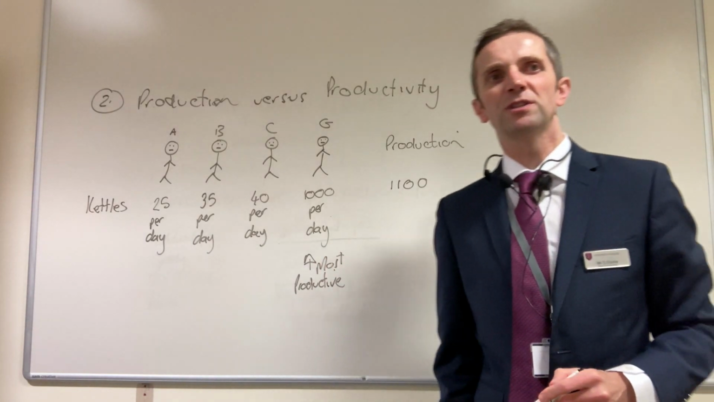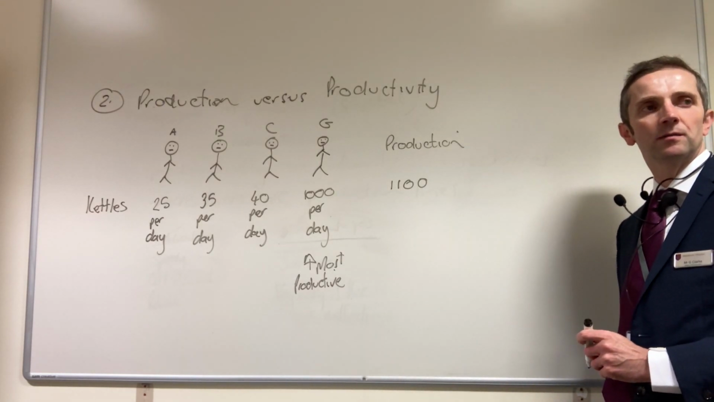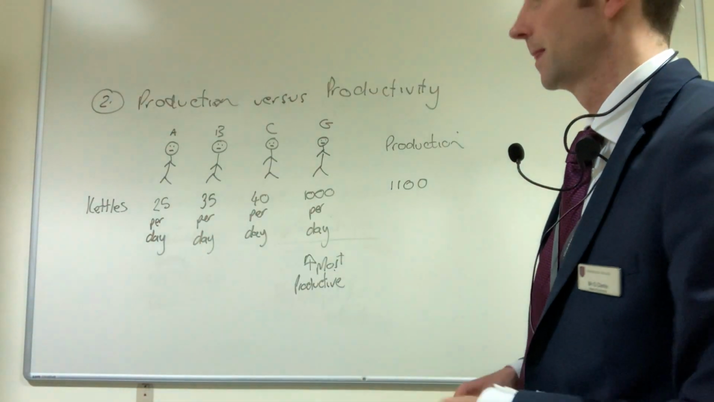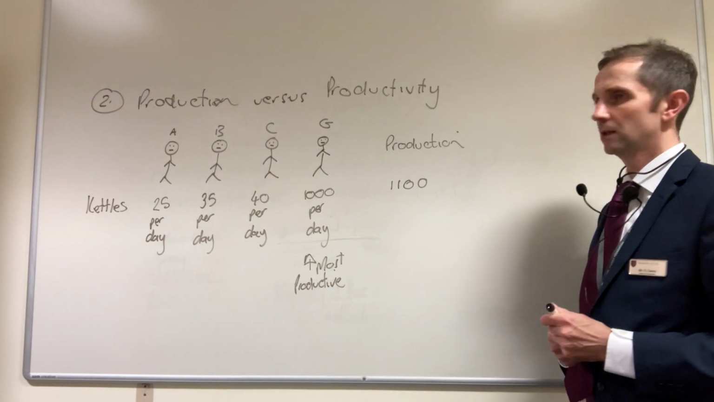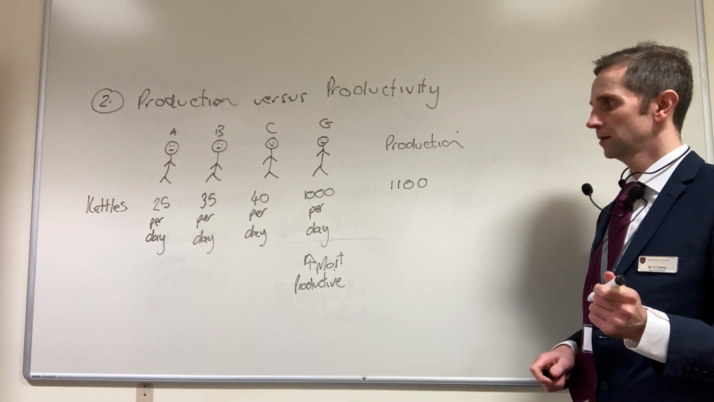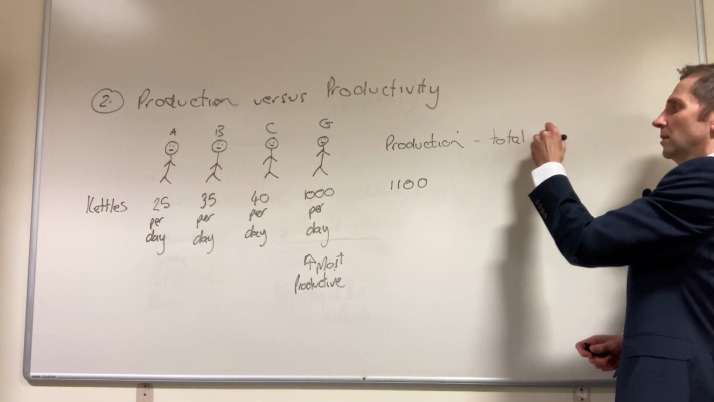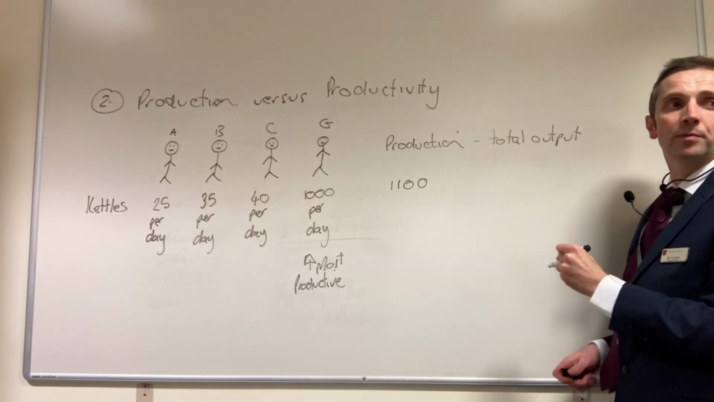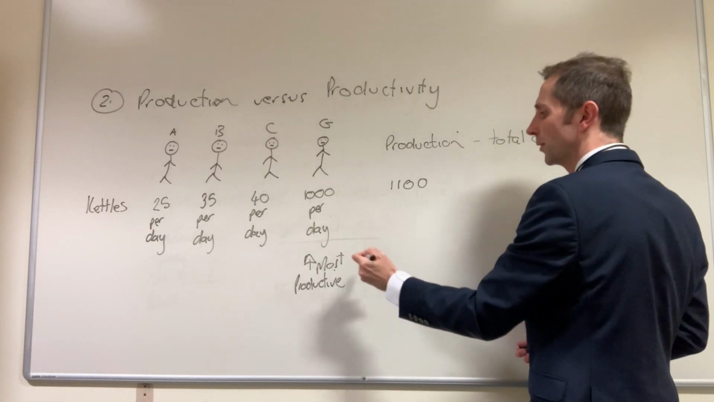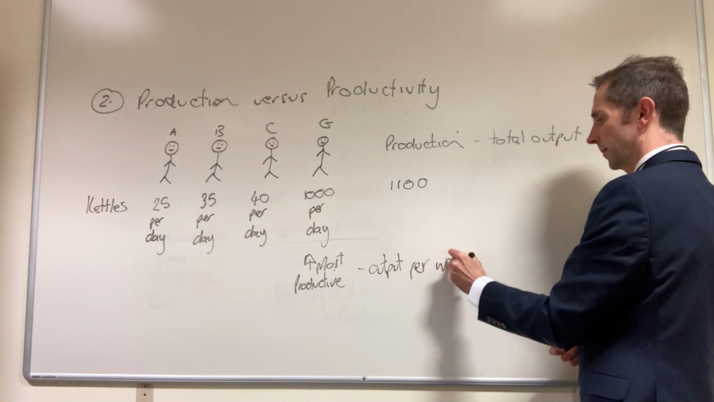So how would you define the difference between the two then, Barney? What's the difference? Okay, so production is the total output, whereas productivity is output per person, per worker, per employee. Output per worker.